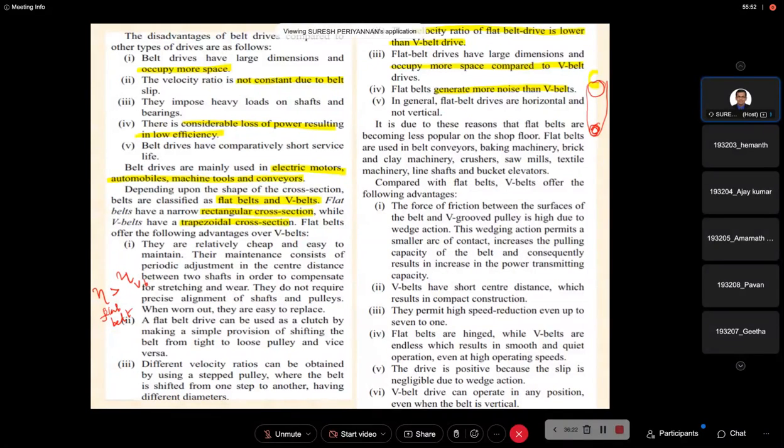Now, where is the application here? This is very important. You should know a few applications. Where are we using the flat belt? Just see here.